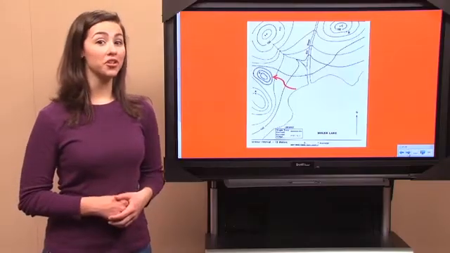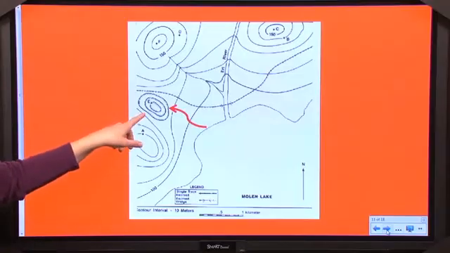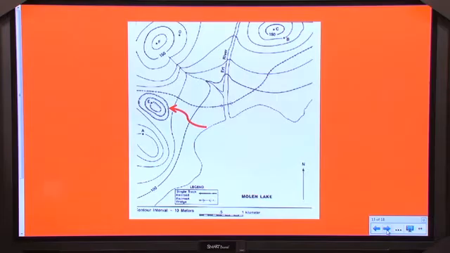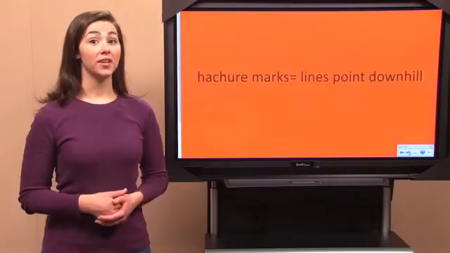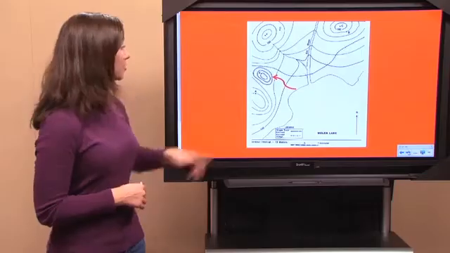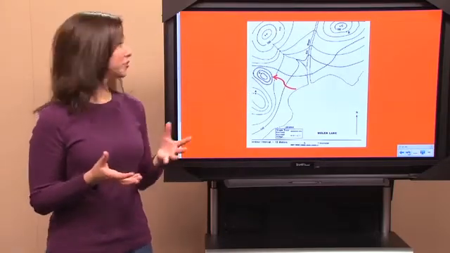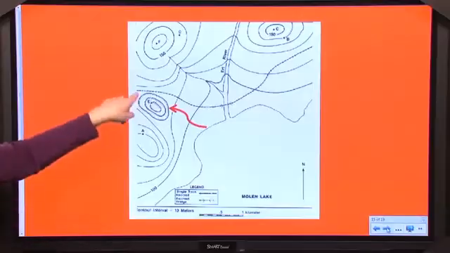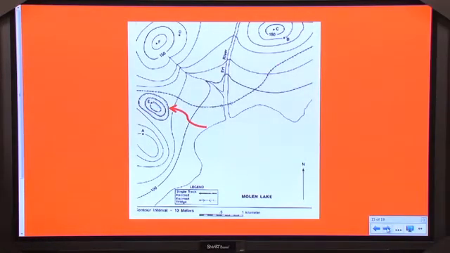And check it out. There's another really cool feature here. See this enclosed area here? Those little lines are pointing down into the depression. Technically, those lines are called hachure marks. They point down into the low areas. So this right here, it's like a little bowl between two big hills right next to the railroad right here. See that? Pretty cool, right?